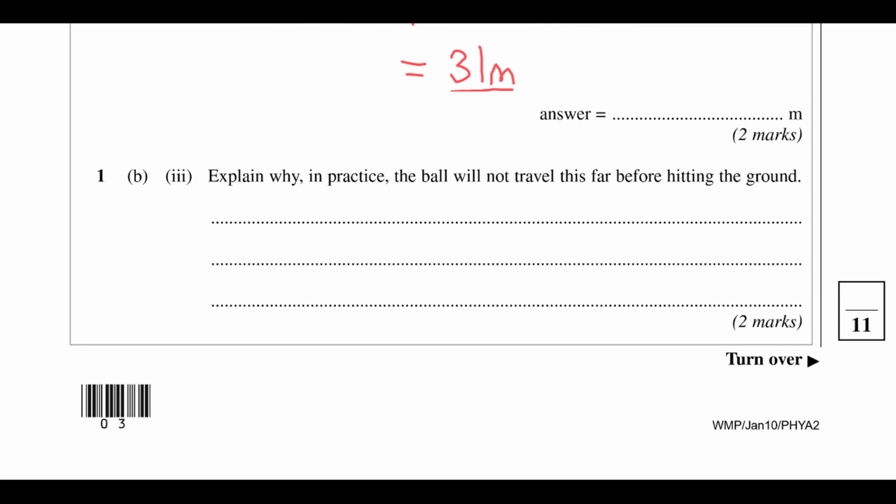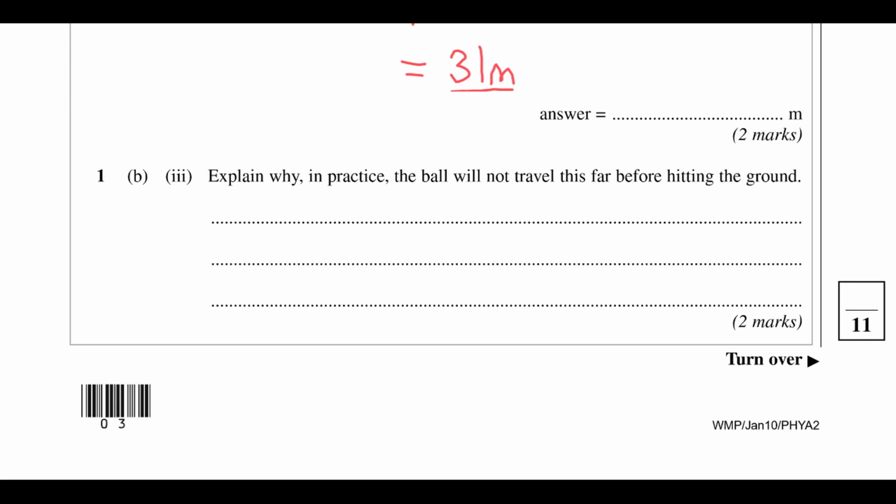Explain why in practice the ball will not travel this far before hitting the ground. So this is to do with air resistance acting against the motion in the horizontal direction, so the speed will decrease, giving you a smaller distance. So let's get that into written words.